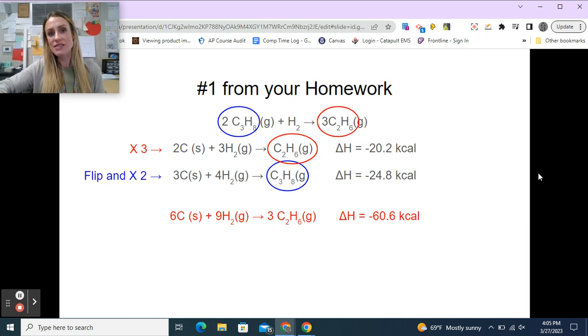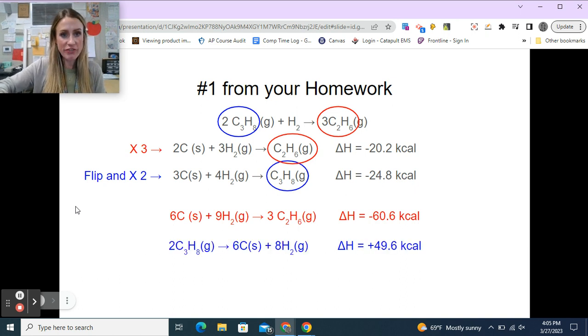So what I'm going to do here is flip it and multiply everything through by 2 because there's a coefficient of 2 in my overall reaction, but I have a coefficient of 1 in front of this one right here. So I also have to multiply everything through by 2. So we flip it, we multiply everything through by 2.